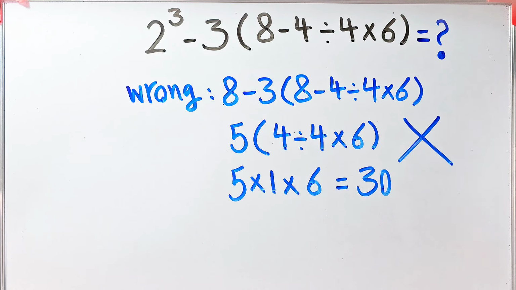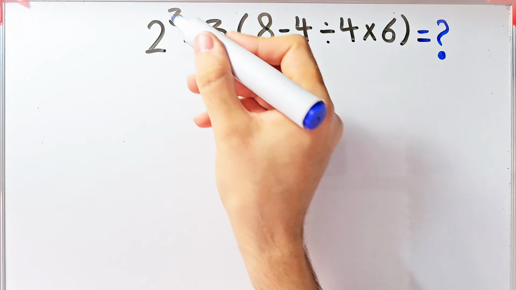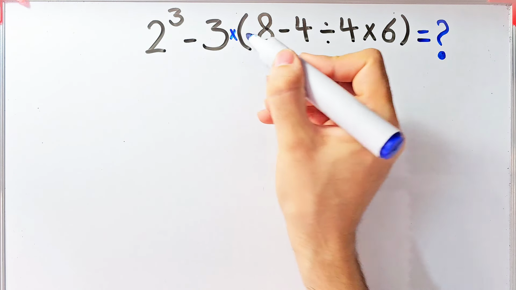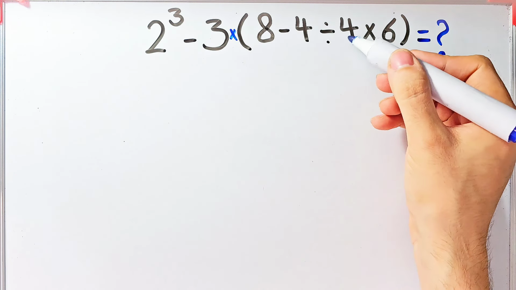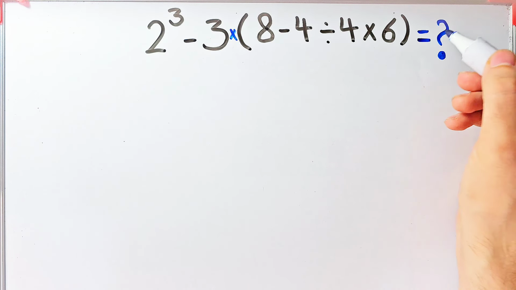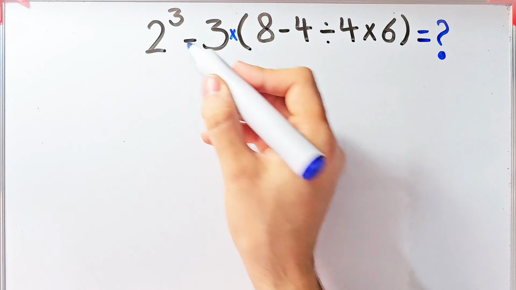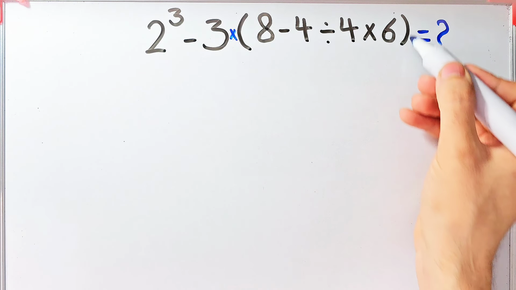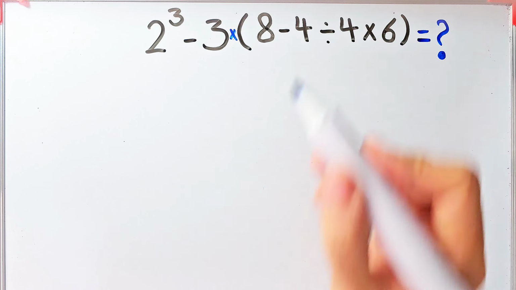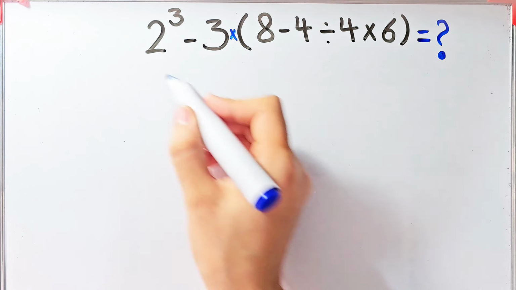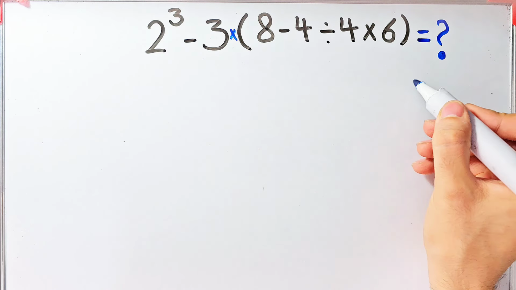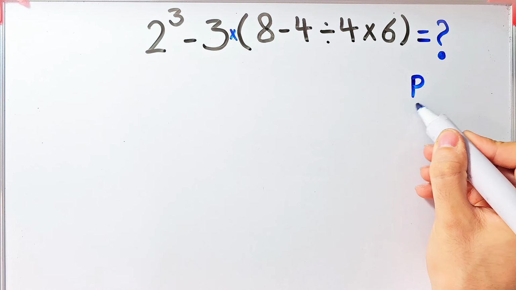The question is 2 to the power of 3 minus 3 then times open parentheses 8 minus 4 divided by 4 times 6 close parentheses. Can you solve this question? In this question we have exponents, subtraction, multiplication, parentheses and division. To solve this question we need to follow the order of operations which is PEMDAS.